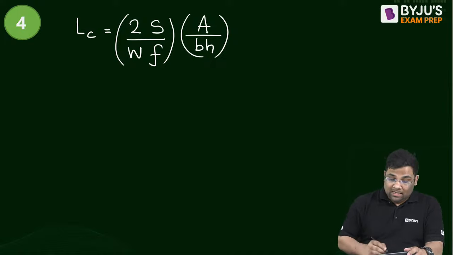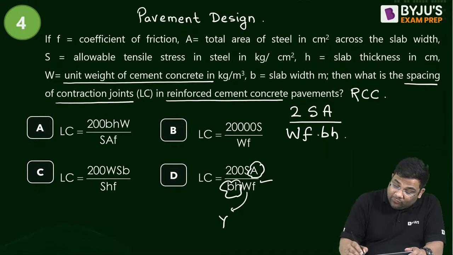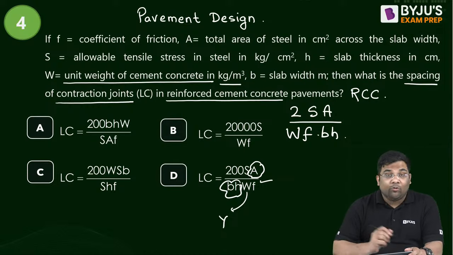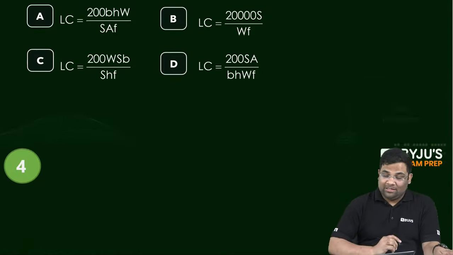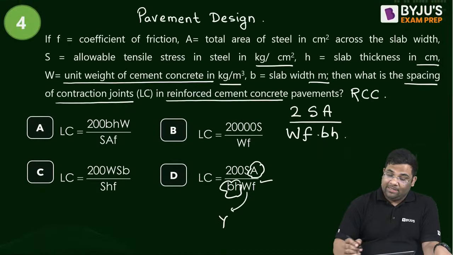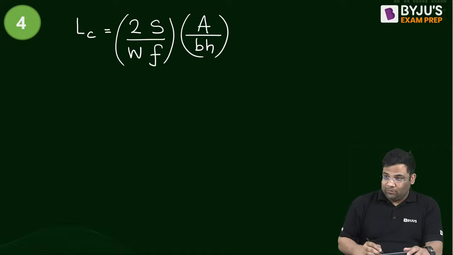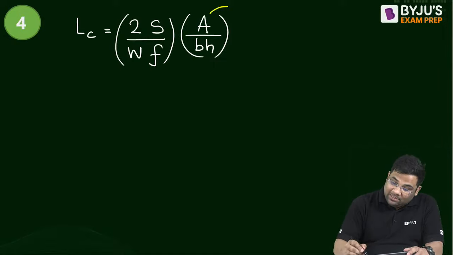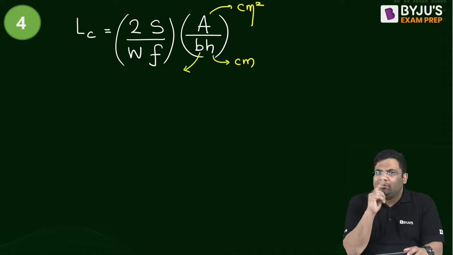Now, what are the units they normally use? Unit weight in kg per meter cube, stress in kg per centimeter square, B in meter and H in centimeter, and area in centimeter square. So if I put these units, what will happen? This is centimeter square, this is centimeter. Now, this B is in meter, so I should convert it into centimeter, right?